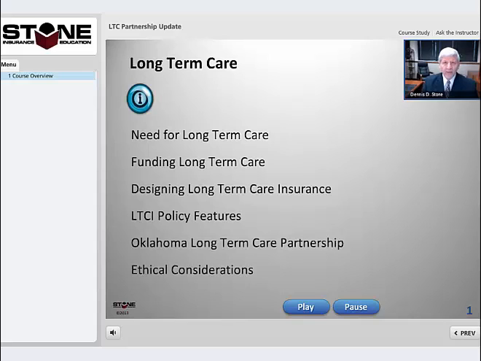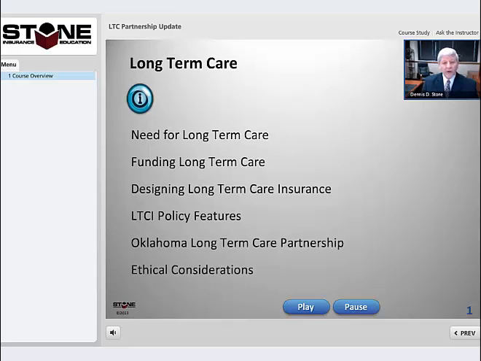Then we'll get into designing a long-term care insurance policy. These policies are very complex, and we'll look at the different provisions, the different things that you can do in terms of designing the plan, things that are going to affect the premium, things that will help your client in terms of providing them the correct amount of coverage at the correct time.